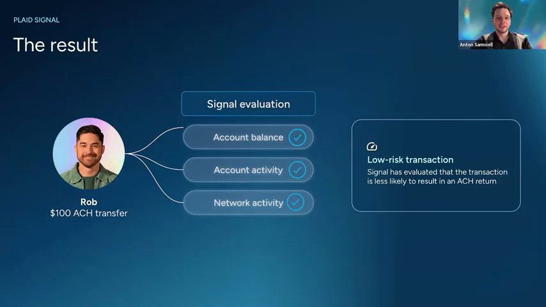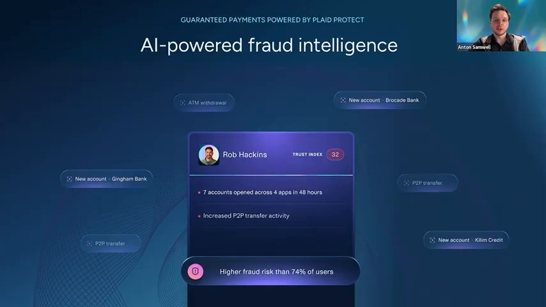Thanks, Schaefer. Let's look at what Protect is actually evaluating. So here's Rob again, but now we are looking at him through the lens of Protect. On the surface, he looks okay. He passed onboarding, the identity appears valid, the bank account is real, and from a payment risk perspective, nothing is obviously broken. But Protect is picking up a different pattern.